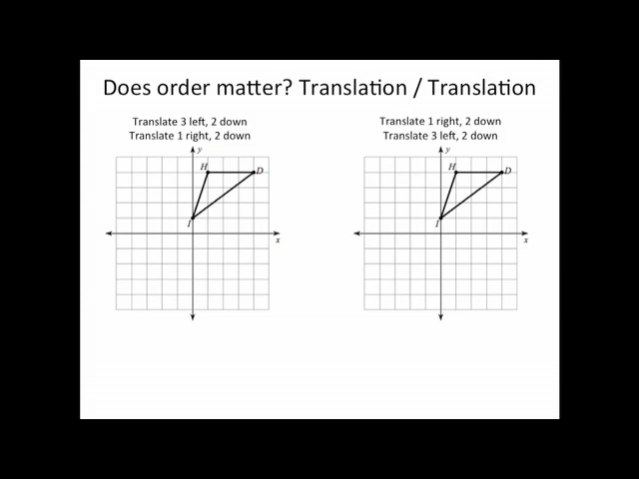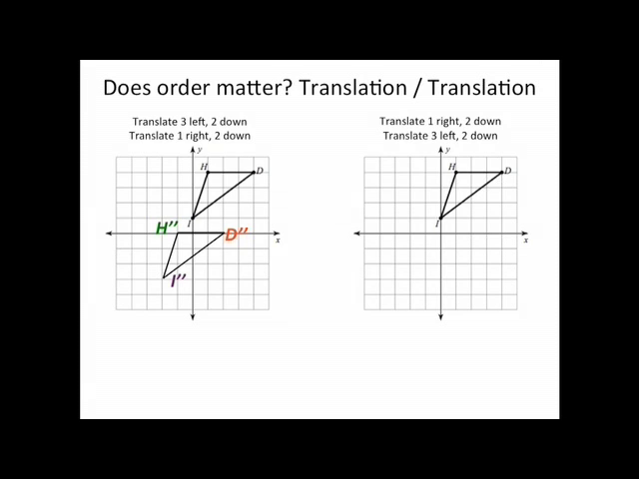In the first example, on the left, we're going to do 3 left and 2 down first. So I go 3 to the left and 2 down, mark my point, 3 to the left and 2 down, mark my point, 3 to the left and 2 down, mark my point, and there's my new triangle. Get rid of all that other stuff. Now we're going to do the second translation: 1 to the right and 2 down, mark my point, 1 to the right and 2 down, mark my point, draw my triangle, get rid of all the intermediate steps, and there is my final triangle.